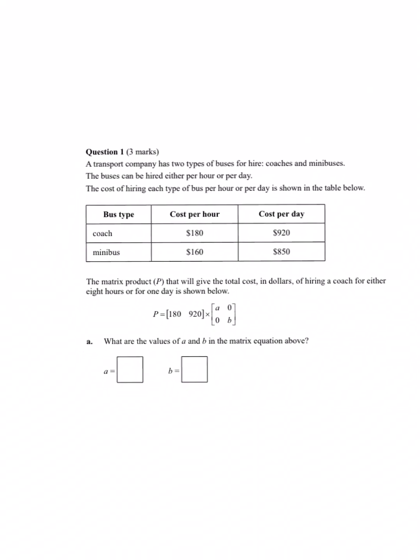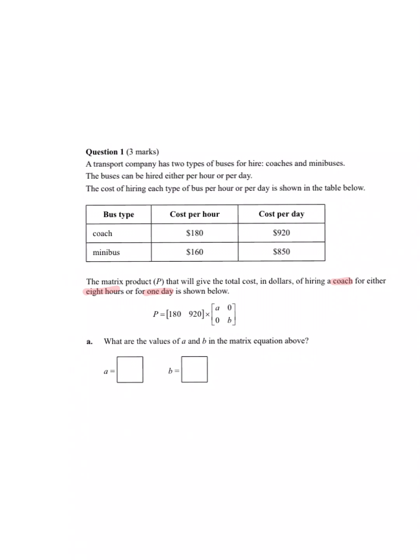A transport company has 2 types of buses for hire. So we've got coaches and minibuses. Buses can be hired either per day or per hour. The cost of hiring each type of bus per hour or per day is shown in the table below. So the matrix product P will give us the total cost in dollars of hiring a coach for either 8 hours or for 1 day, as shown below.